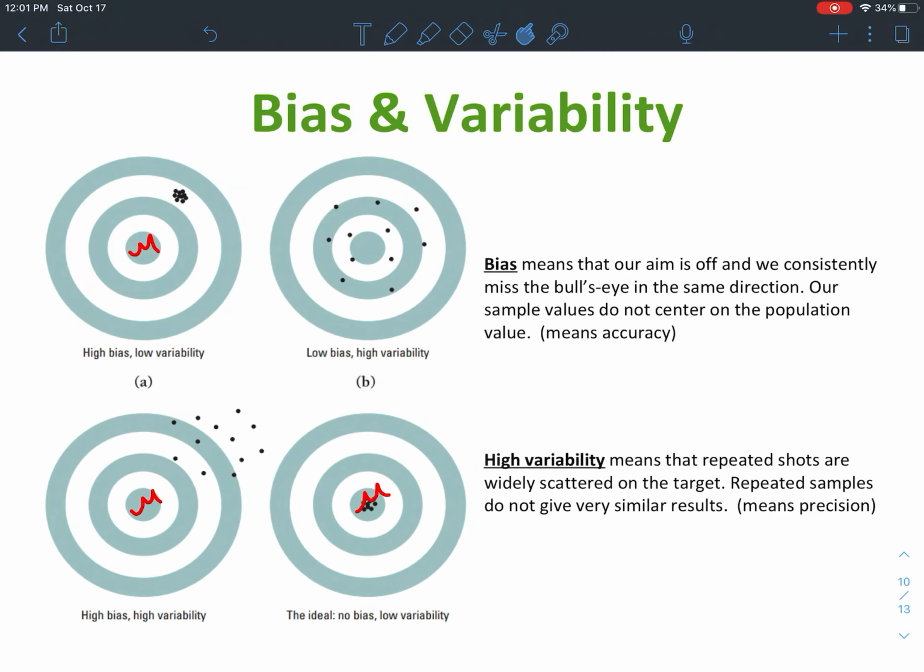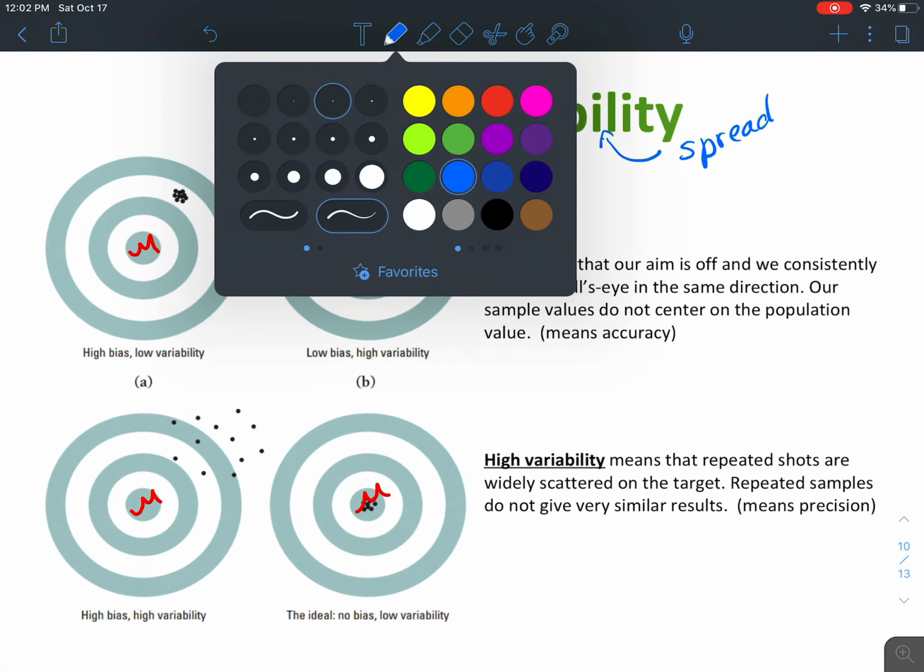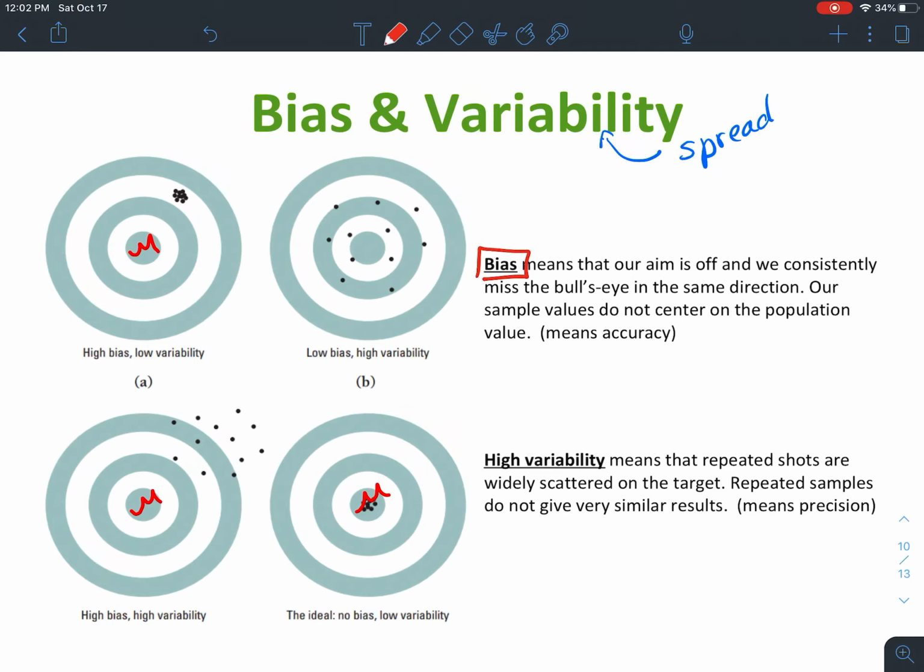On to this graphic. This does a really great job of differentiating between bias and variability. Variability is actually talking about spread. We talked about bias first when we talked about different sampling methods in chapter 4. We said you have to make sure that you're using a proper random sampling technique so that you don't introduce bias into your results. Here we have 4 different bullseyes, and I think what we want to make sure we keep straight here is when we're talking about bias.